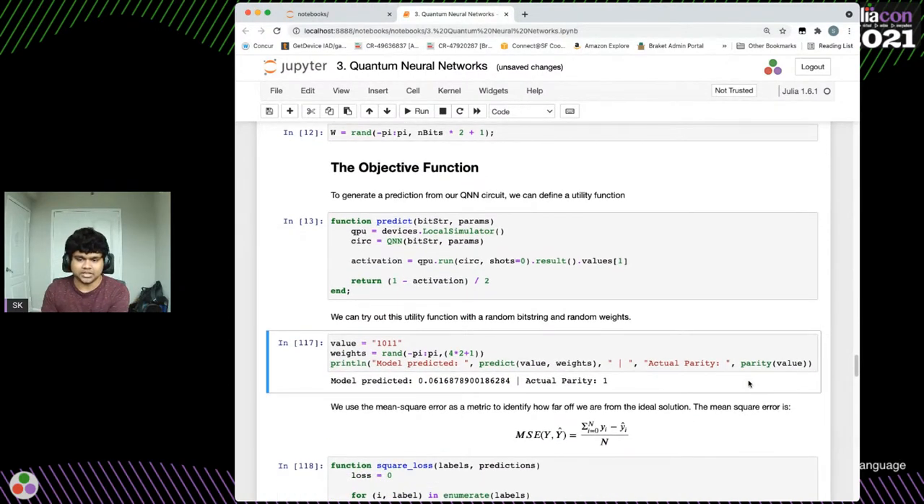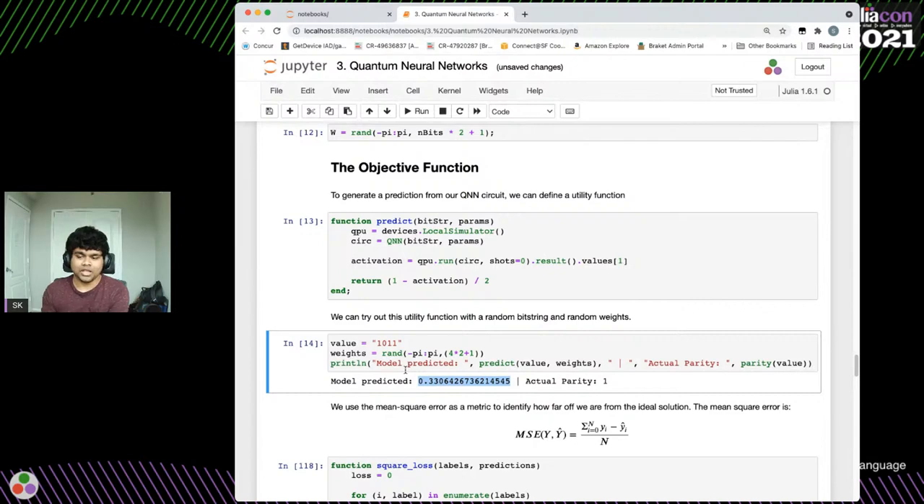So you can see that here, we take a bit string of 1011, and then you randomly initialize the weights to be between minus pi and pi. So you have 2n plus 1 parameters, and you find out the prediction for the model, right? So you apply the bit string and the weights, and that gives you some value, and we consider that measurement value to be the prediction for that model.